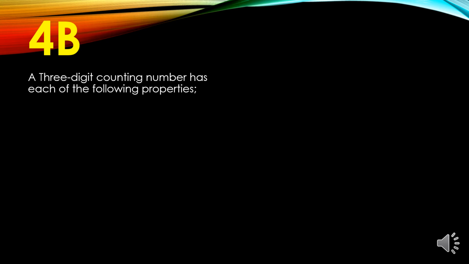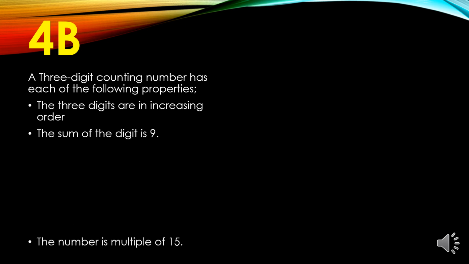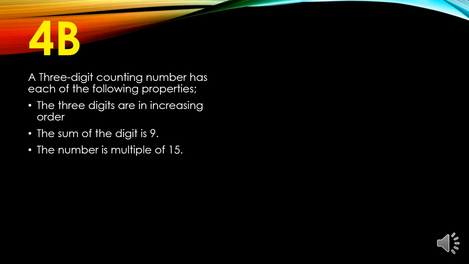Now next we have 4B. The three-digit counting number has each of the following properties. In this problem, we need to find the numbers and check whether each property is true. If it's true, then proceed to the next. If it's false, then we will disregard that number. The properties: the three digits are in increasing order, the sum of the digits is 9, and the number is a multiple of 15. What is that number?